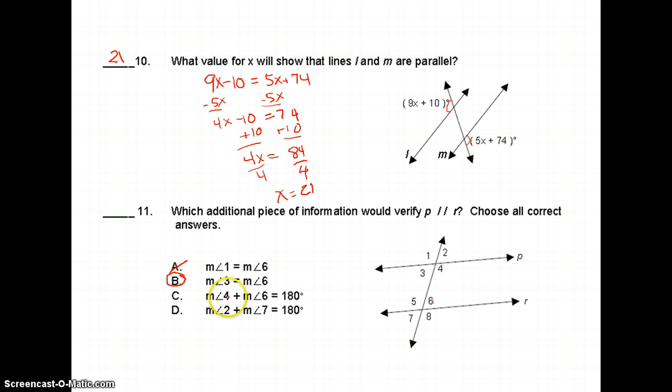Letter C, 4 plus 6 equals 180. These are both interior on the same side, so they're consecutive interior, which are supposed to equal 180, so that one is correct. And D, 2 plus 7 equals 180. Angle 7 here and angle 2 here. Those are alternate exterior angles. They're not supposed to equal 180. They are supposed to be congruent, so that does not work. So your answers for 11 are B and C.